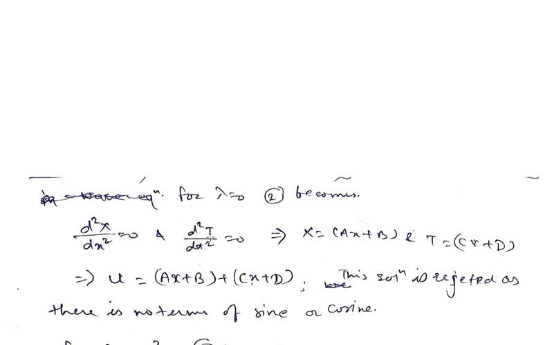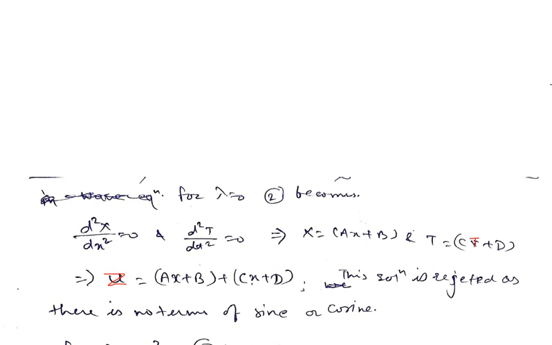Similarly, when we integrate d2T upon dt square twice, we get T is equal to ct plus d. So here it's not x, it's t. Now we will put in the solution. Actually this is z.